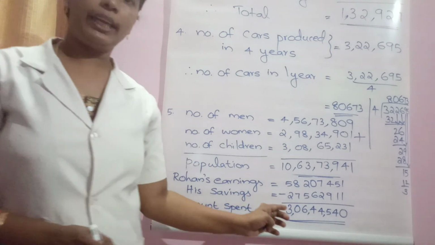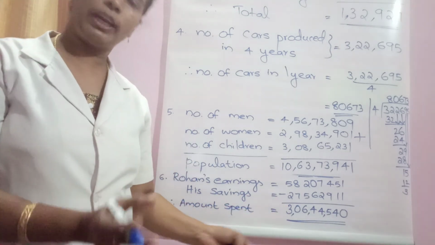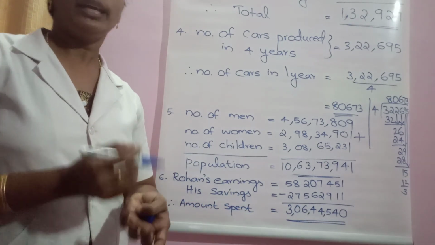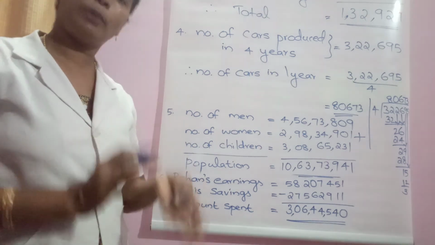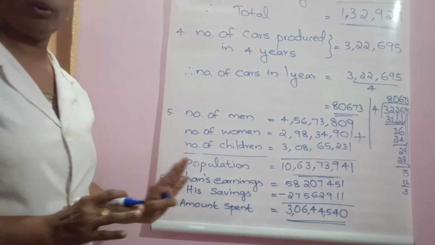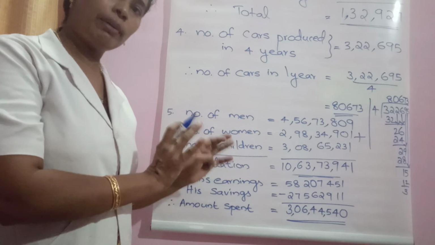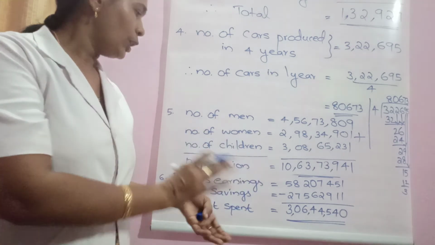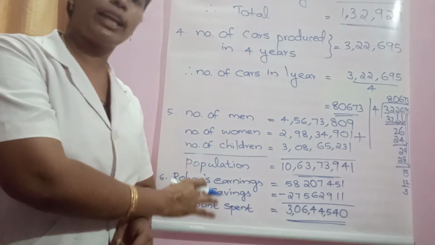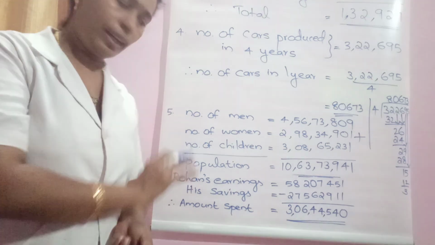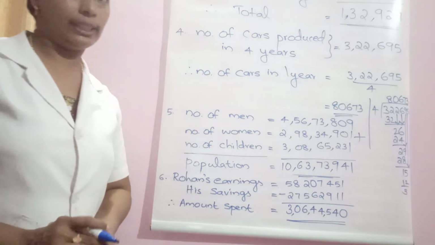The amount spent, you can write in the Indian system of numeration or you can keep it in the international system of numeration. That's up to you. Either one you can follow. But here both systems consist of the same number of digits, so there won't be any problem while you are doing subtraction. Okay, complete this up to the 6th question. Thank you.